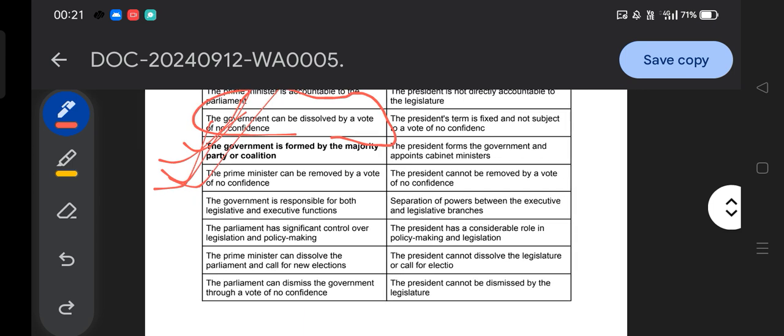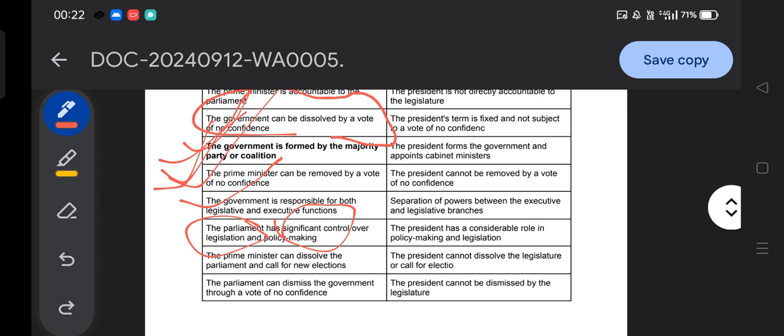The government is responsible for both legislative and executive functions. Then the parliament has significant control over legislation and policy making.